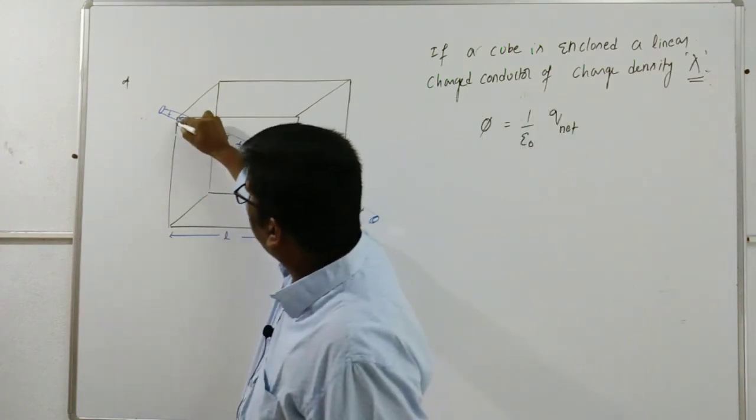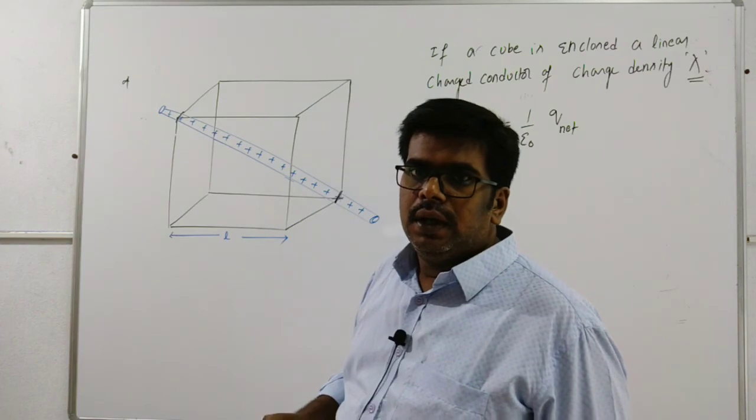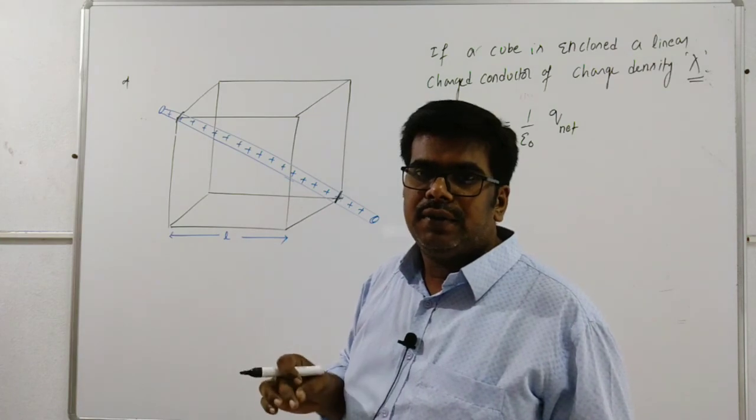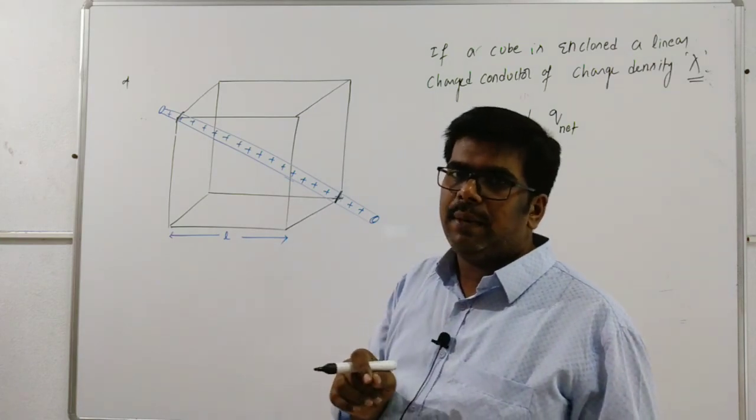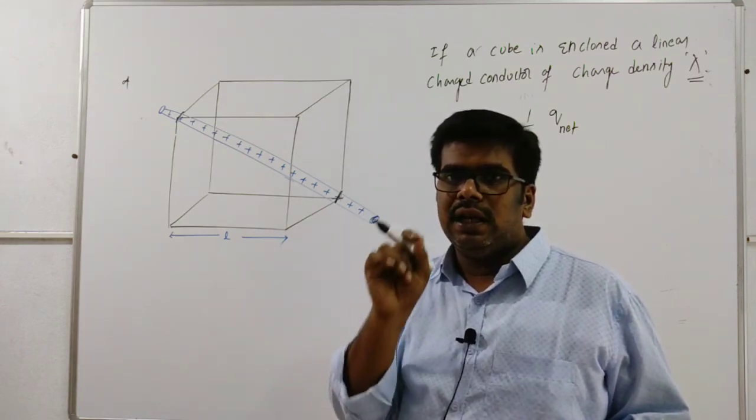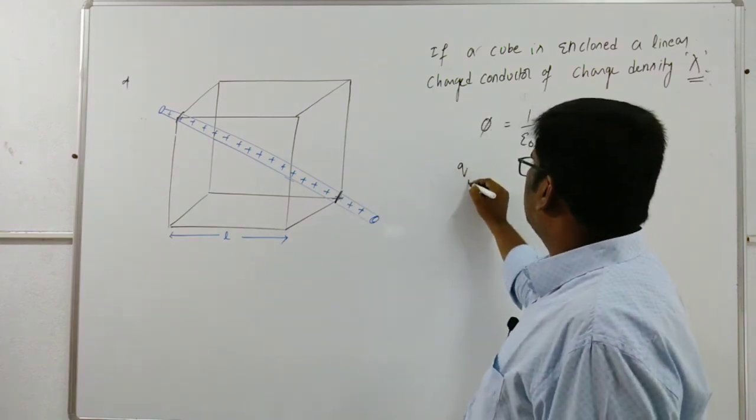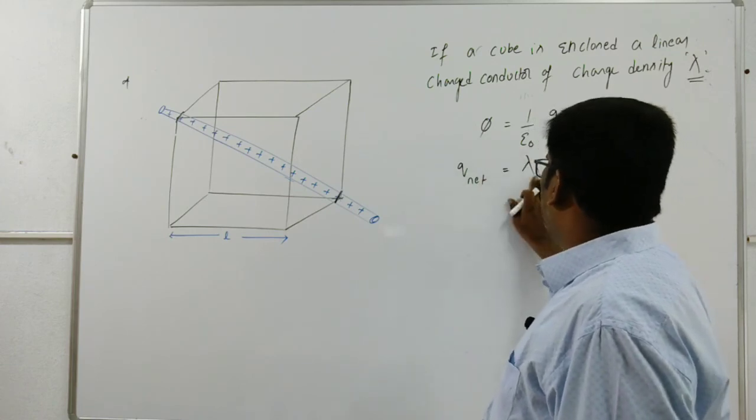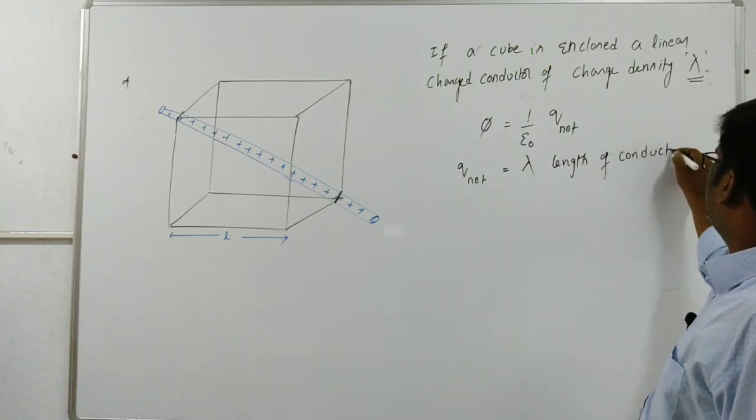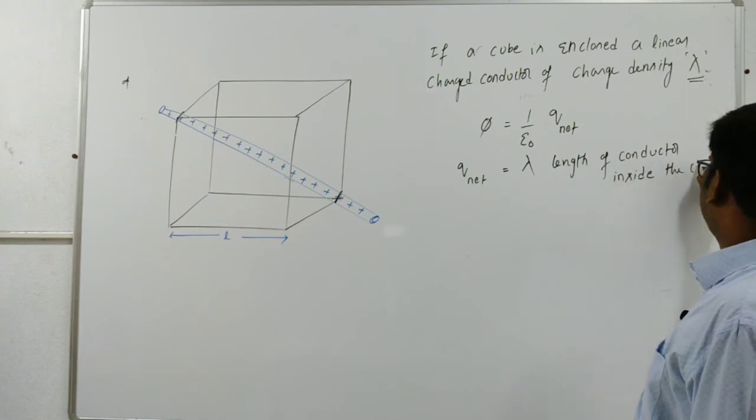Let us see, from here to here some length of the conductor is present inside the cube. So how much charge is present in this length? What is the procedure we know? If you have the linear charge density lambda, to get the charge you need to multiply the linear charge density into the length of the conductor. So net charge enclosed is nothing but linear charge density lambda into length of conductor inside the cube.